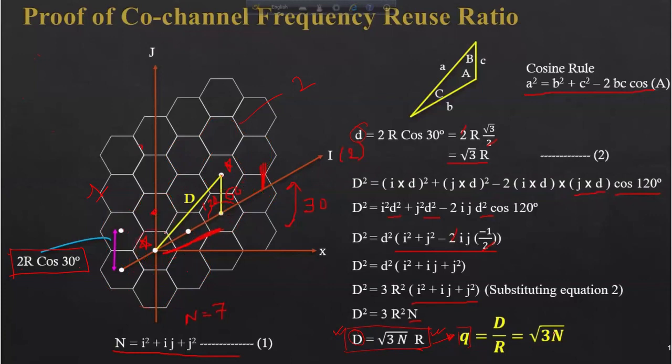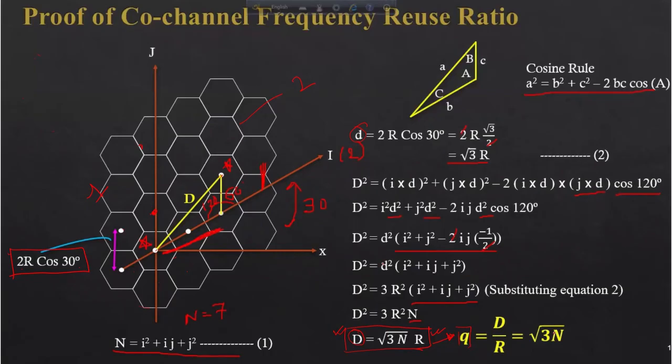So in short, let's say this cell is using frequency F1, this star marked cell. And this another star marked cell is also using the frequency F1. Now we have to determine this distance, capital D. This distance is known as the frequency reuse distance, capital D. The whole calculation we are doing is for determining the value of capital D.